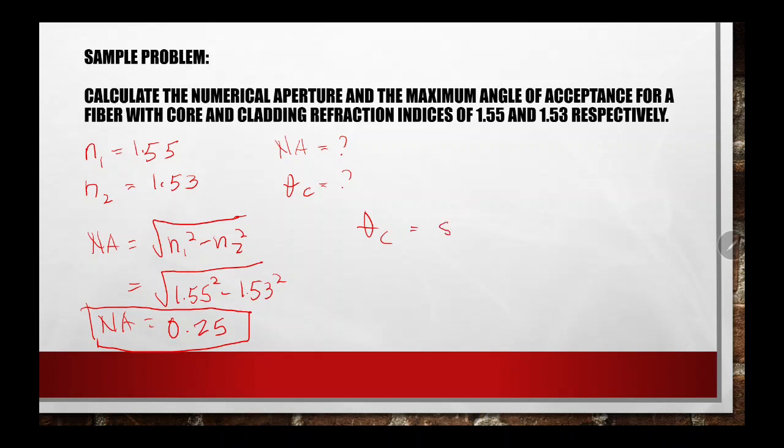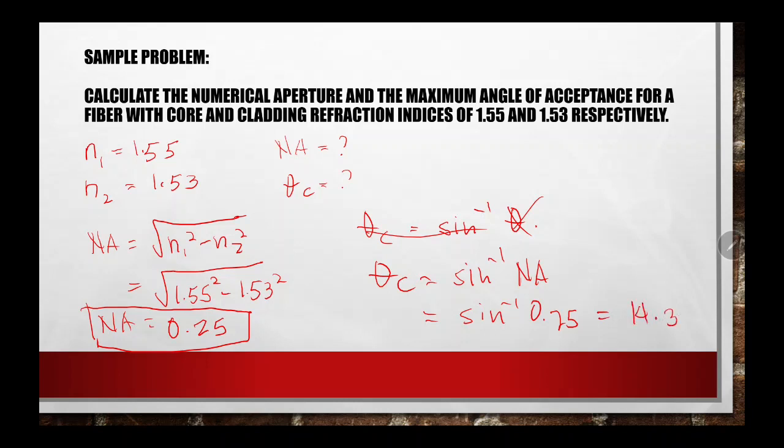so ito pwede nating makuha as the arc sine. So, ang theta C is arc sine of the NA. So, arc sine 0.25 equal yan sa 14.37 degrees. So, ito yung sagot natin. So, 0.25 and 14.37 degrees. Okay, so basic lang naman, madali lang, as long as alam mo yung formula.